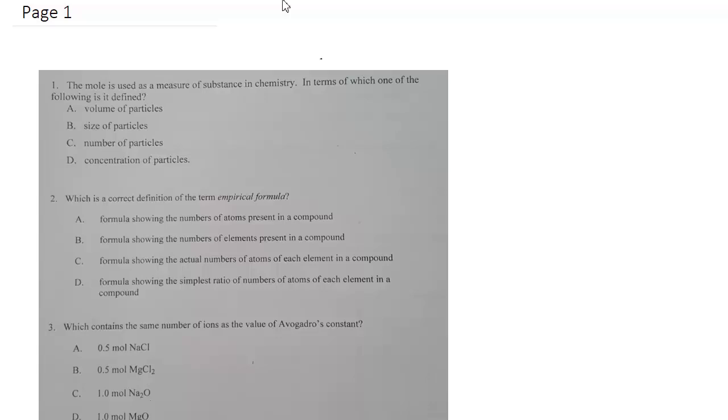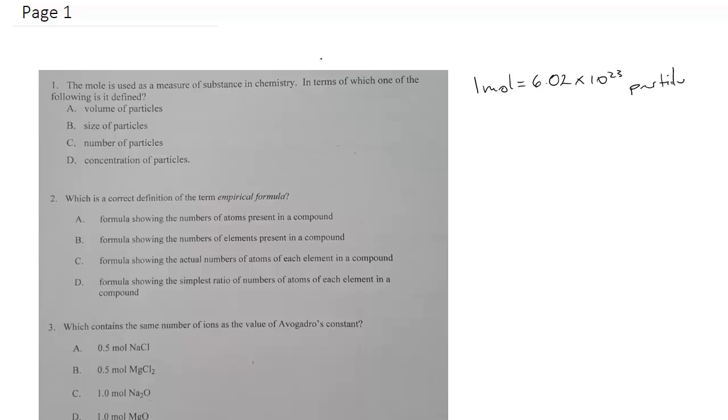So this is the Year 11 mole and Avogadro's constant test. We're going to have a look at the multiple choice questions. Question 1 says, the mole is used as a measure of substance in chemistry. In terms of which one of the following is it defined? So going back to our definitions, 1 mole is equivalent to 6.02 times 10 to the 23 particles.